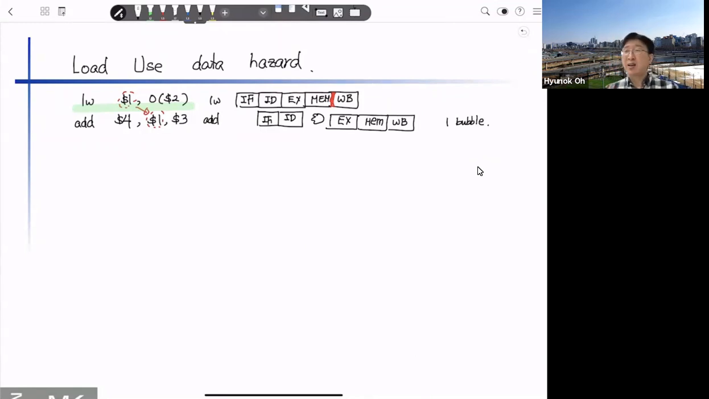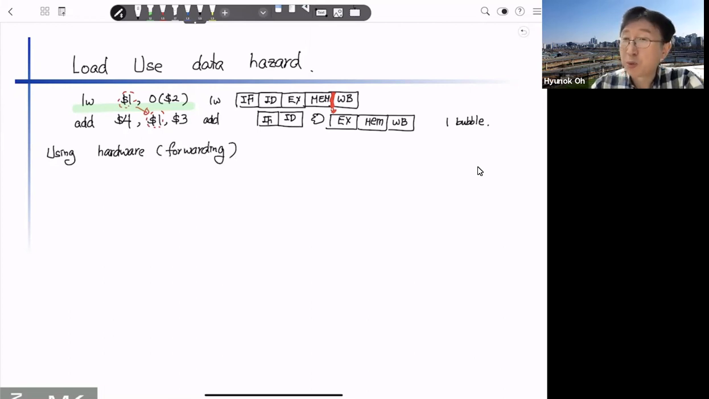So even if we are using forwarding logic, the memory output is provided directly to the input of execution, but we still need one bubble. So in the load-use data hazard case, we cannot avoid the bubble using hardware. Using hardware means forwarding logic.